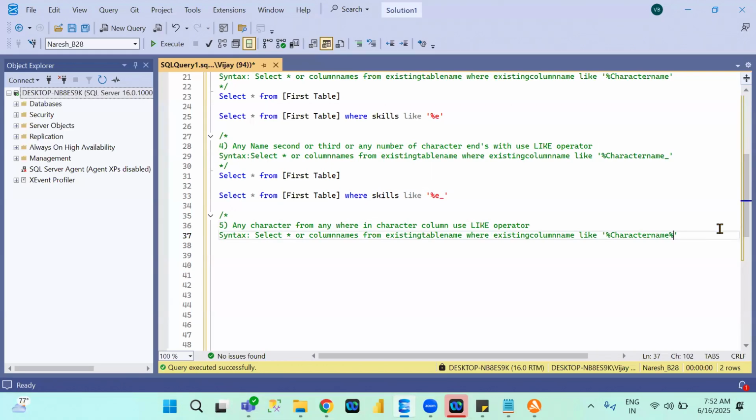Select star or column name from existing table name where existing column name LIKE, inside the single quotes, percentage, character name, percentage. This one we use for any character from anywhere. If I want to find the names containing that particular character, then we have to use it like this. Between the percentages, you have to write the character. The meaning is the character anywhere. Understand or not? In each and every cell, wherever that particular character is, it will show all the names that contain it.